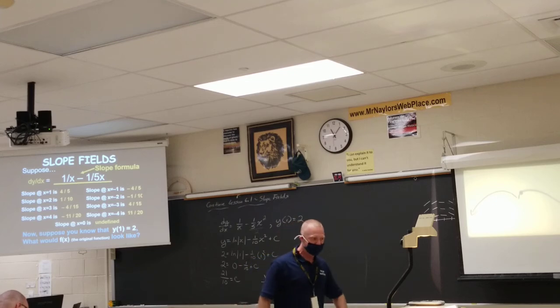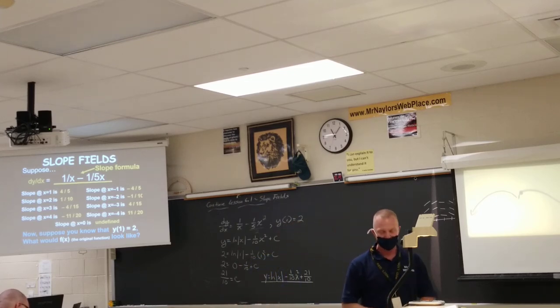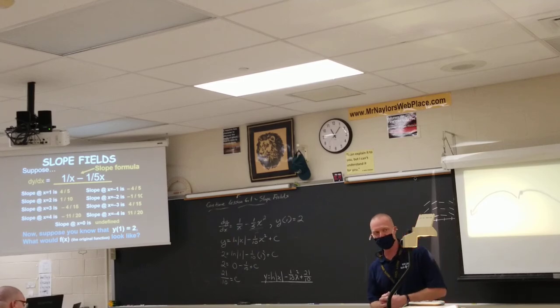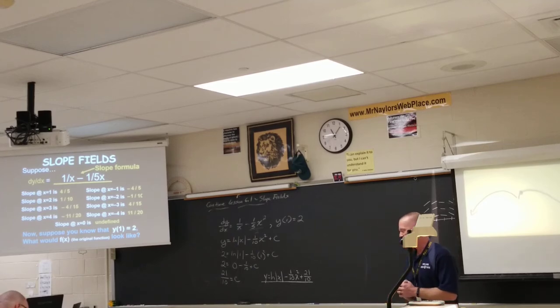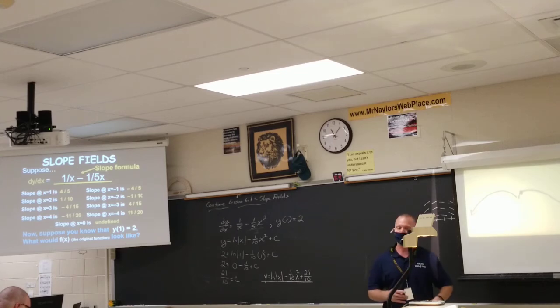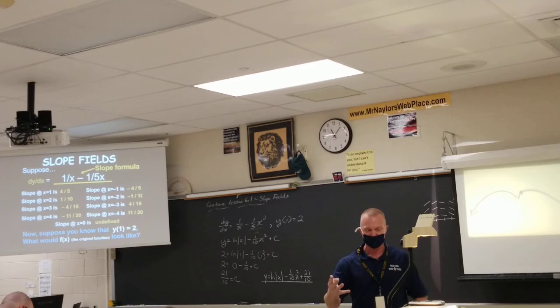So, what do we have here? We have something that you've seen before. We have the solution to a differential equation. Again, the natural log of the absolute value of x minus the 10th x squared plus 21 tenths. That's the solution to that differential equation. Notice that it's y equals.